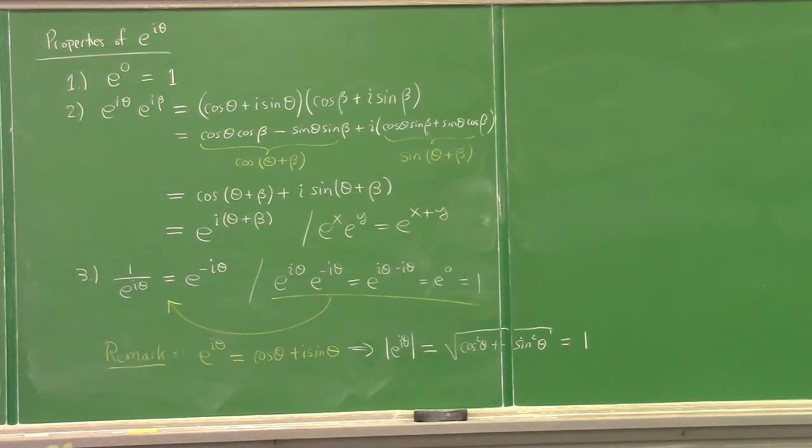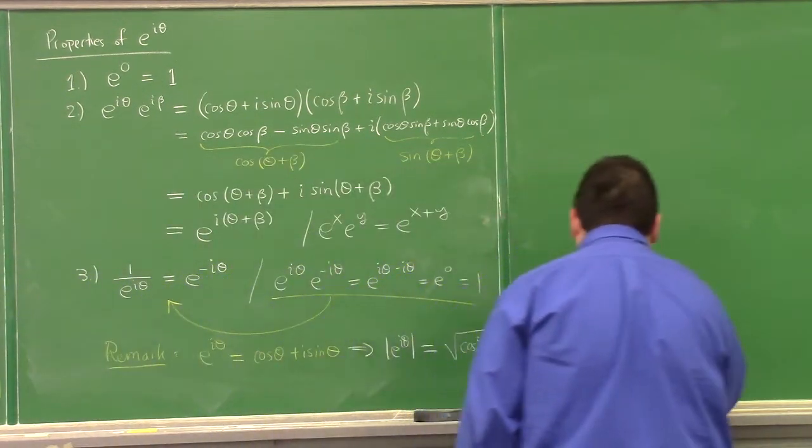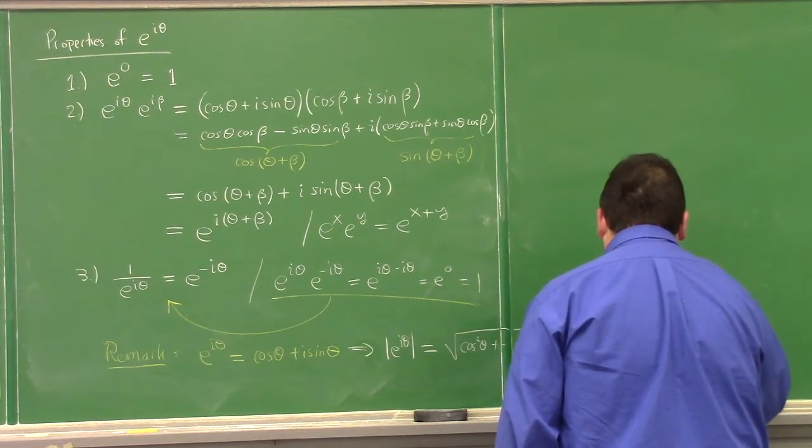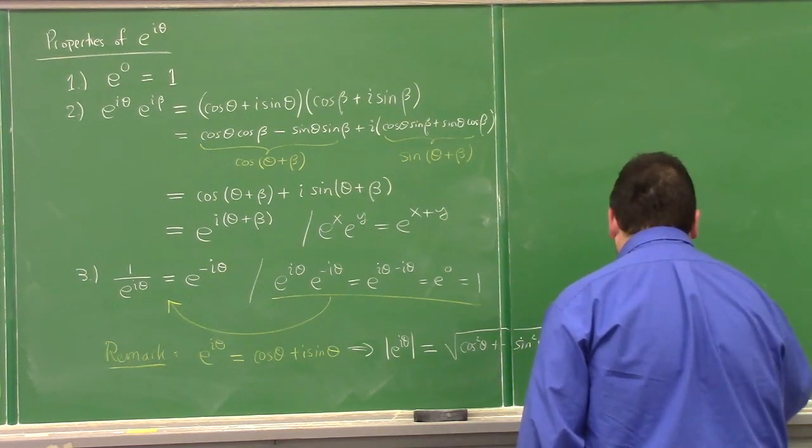But remember last time we proved that if the length of a complex number is non-zero, the complex number is non-zero. Therefore, e to the i theta is not equal to 0, right? For all theta.